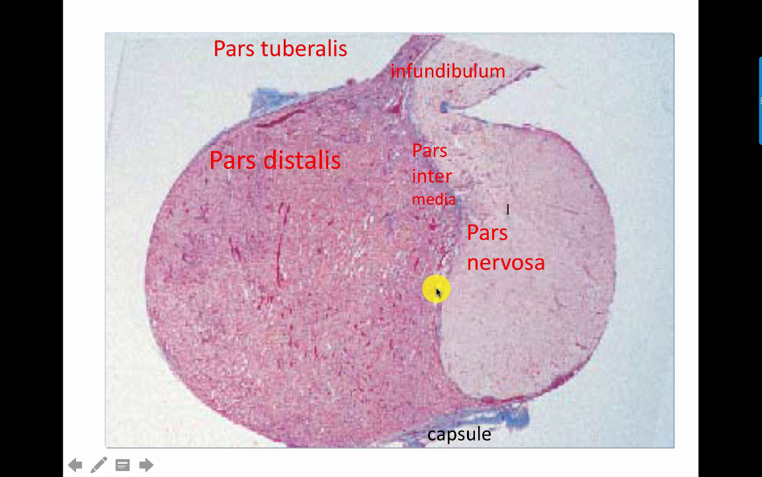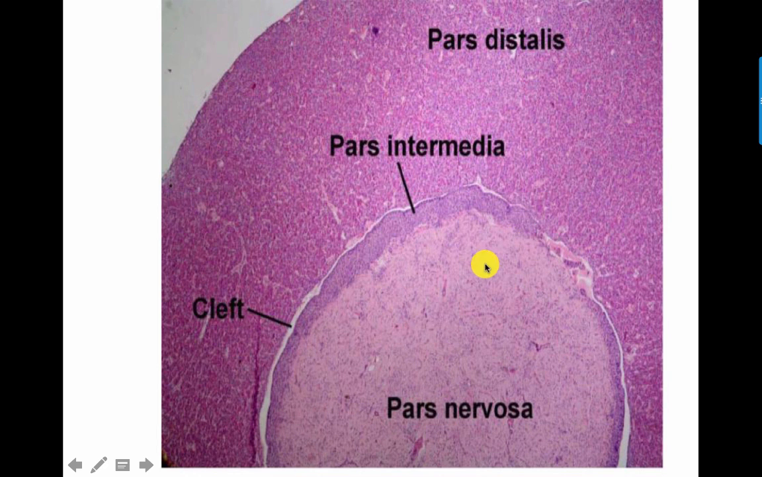Here we have a cleft, and then the dark area here is the pars intermedia, and the upward prolongation of the pars distalis is the pars tuberalis. Here again, the lightly stained area is the pars nervosa, and this is the pars intermedia on the surface of the nervosa immediately, and this is the gap, which is the hypophyseal cleft, and this is the pars distalis.